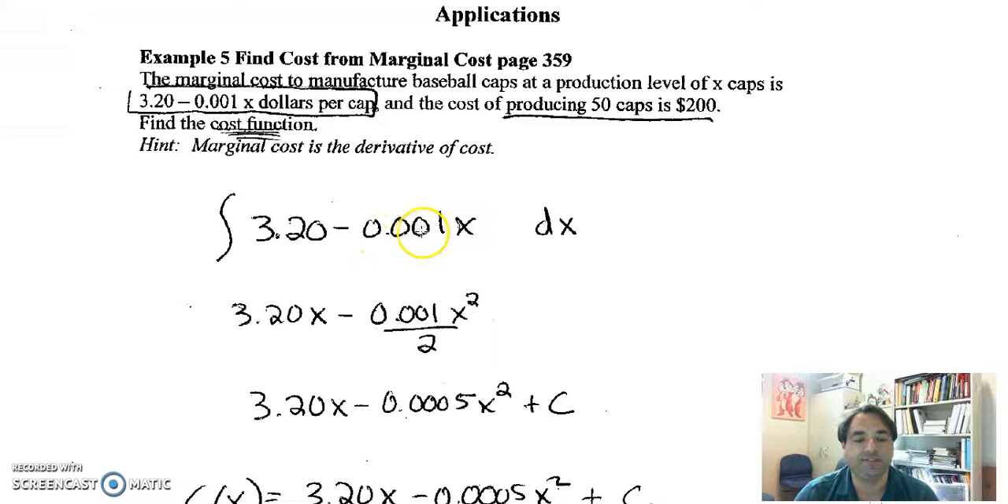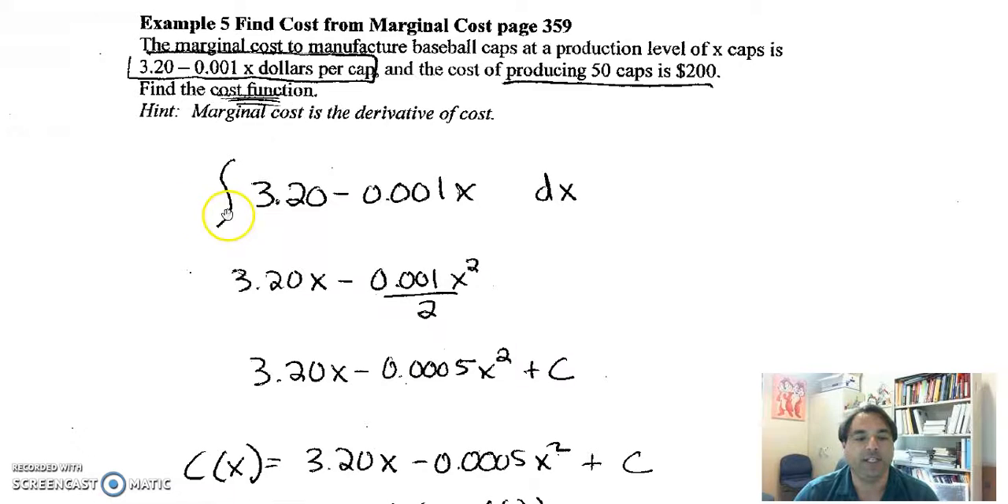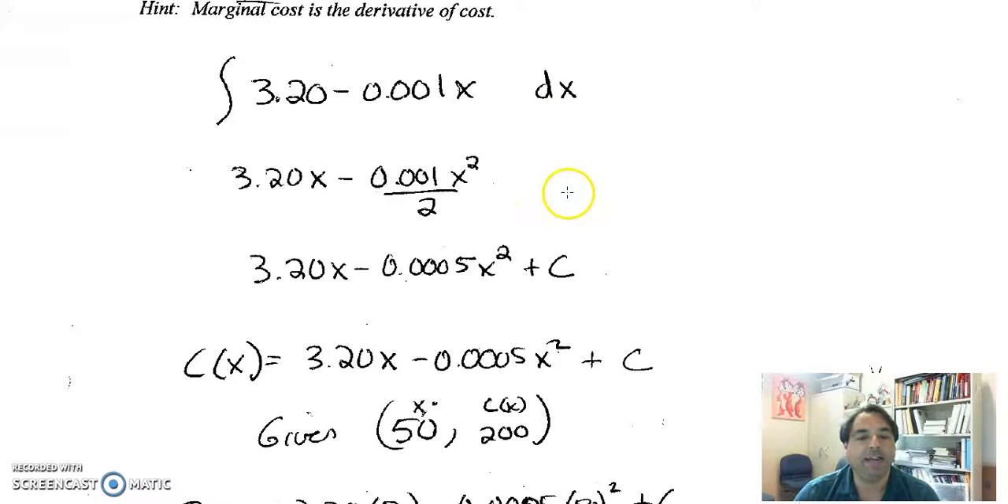0.001x. Bring down the 0.001, and the integral of x to the 1 will be add 1, which is 2, divided by 2. When you take the integral, the dx goes away, and we can clean this up a little bit and add the plus c. So 3.20x minus 0.001 divided by 2 is 0.0005x squared plus c.